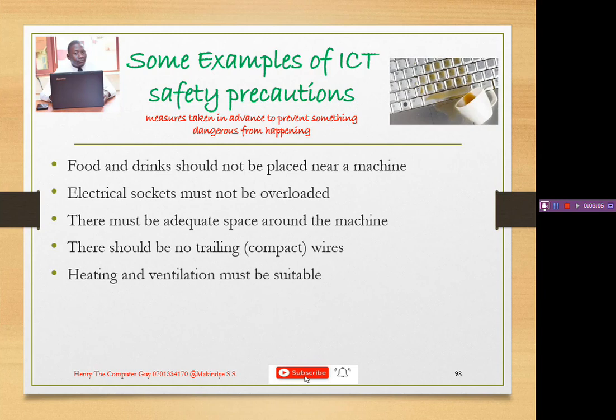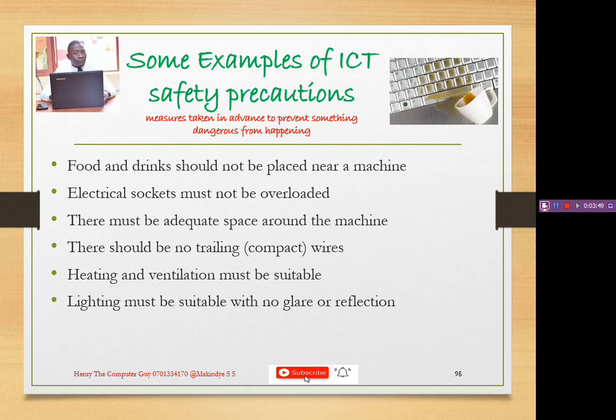Heating and ventilation must be suitable. You're having a smaller computer lab, but you have put many computers there. Remember, these computers produce too much heat, and even the people who are going to use them will be producing heat. So provide enough ventilation to those computers to let out the heat that is being produced by the computers you're using. Remember, when a computer overheats, at times it will even switch itself off. So never crowd computers in a single room. And if you have put some computers there, provide enough ventilation to let out the heat.